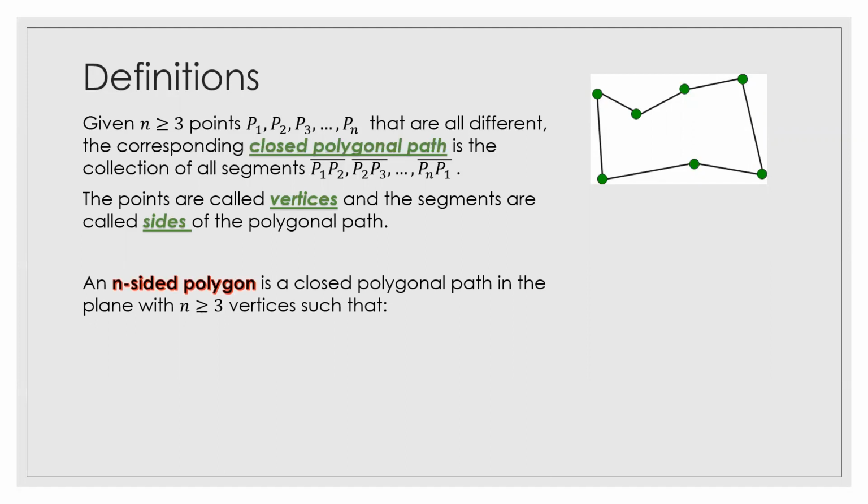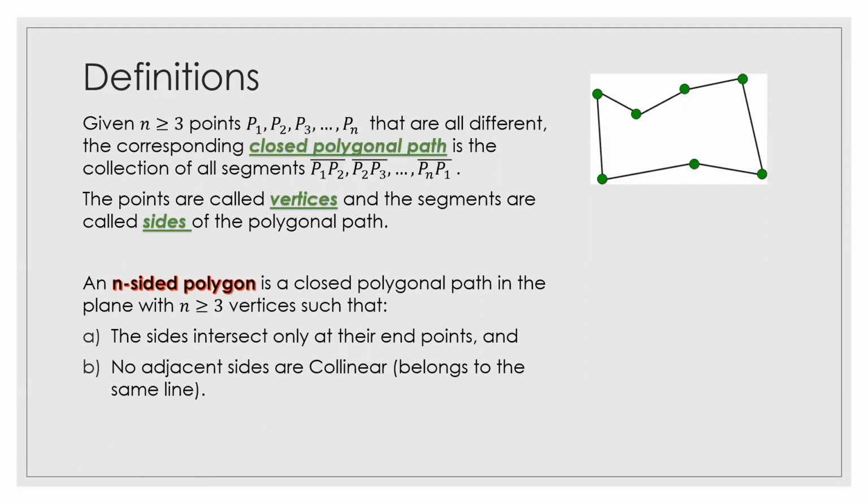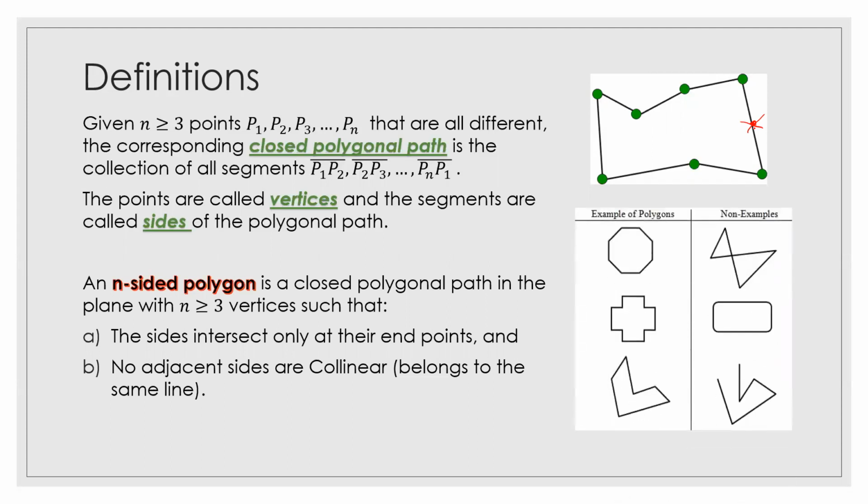So an n-sided polygon is a closed polygonal path in the plane with 3 or more vertices, such that the sides intersect only at the endpoints, and no adjacent sides are collinear, meaning they don't belong to the same line. So you wouldn't have another vertex somewhere right here because that would be collinear. So that's not going to happen. Okay, so that's what a polygon is. Here are some examples of polygons and non-examples of polygons. So take a look.